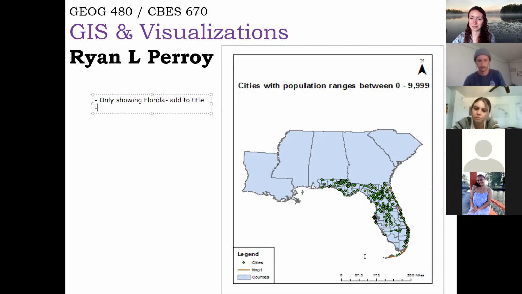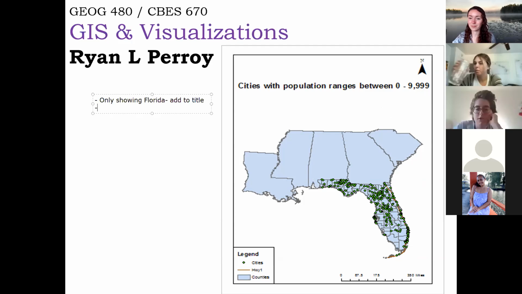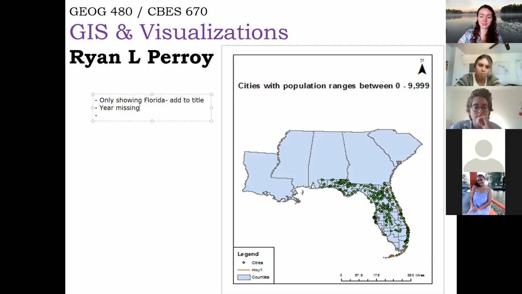You could probably just get rid of those extra states and zoom in on Florida specifically, and maybe show a light border if you wanted to. It also doesn't show any years, so you have no idea what the growth looks like and for what time period. Yeah. Absolutely.